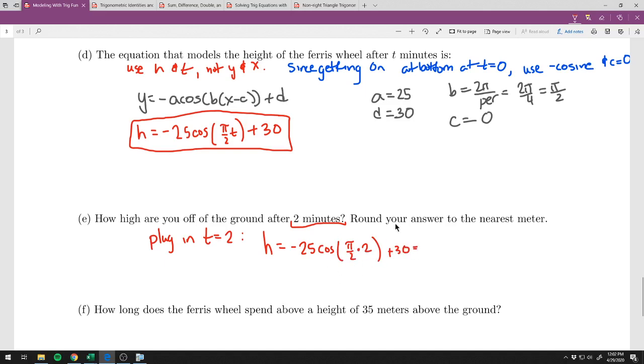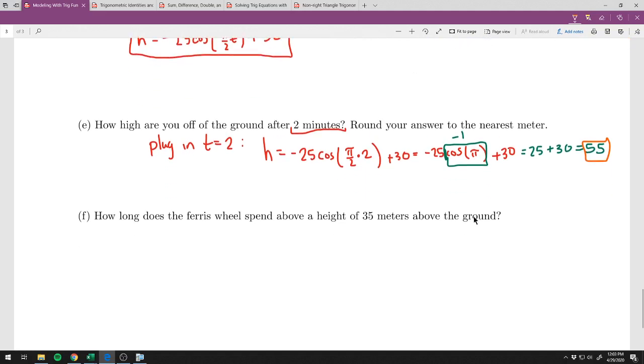This is one that you can do by hand. I'm sure not all of the times you're given you'll be able to do by hand, so you can just do this in the calculator as well. But the 2 over 2 cancel. We get negative 25 cosine of pi plus 30. And why we can do cosine of pi by hand is that's the negative x-axis, the angle of pi. So cosine of pi is negative 1. 25 times negative 1 is negative 25, plus 30 is 55. But we pretty much showed it in the calculator as well by plugging it in.